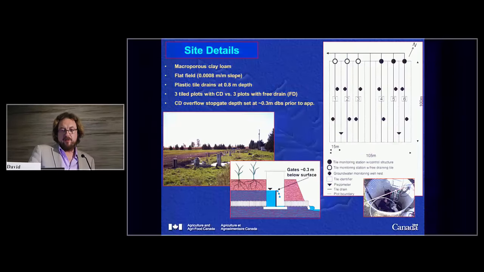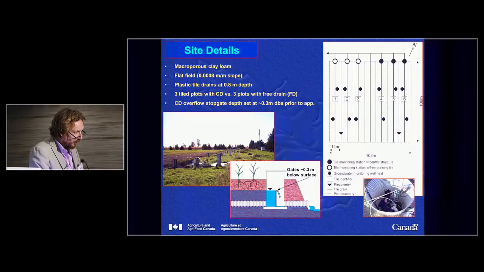Again, the site is a macroporous clay loam field with flat plastic tile drains at a depth of around 80 centimeters. We had 3 plots under control drainage and 3 under free drainage. Before we applied manure, we set the gates at around 30 centimeters below surface, so when the water level in the field gets above that, it spills over and out into the ditch. Otherwise, if the water table is below that, there's no drainage from the control drainage.